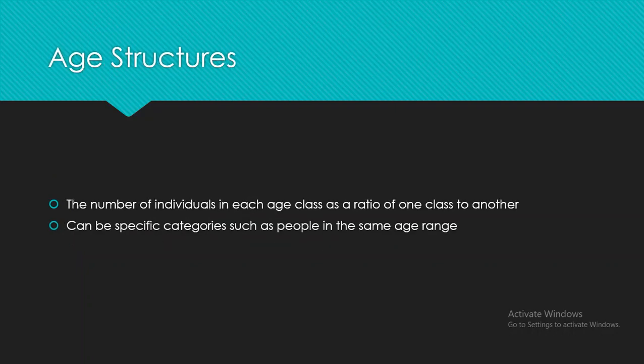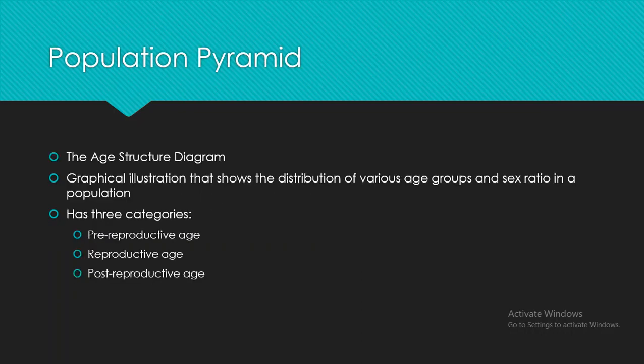In age structures naman, the number of individuals in each age class as a ratio of one class to another. So, this can be specific categories such as people in the same age range. I think age structure is divided into three: the pre-reproductive, the reproductive, and the post-reproductive age. Pre-reproductive is the juvenile age, the reproductive is the mature age, and the post-reproductive is the adult age.